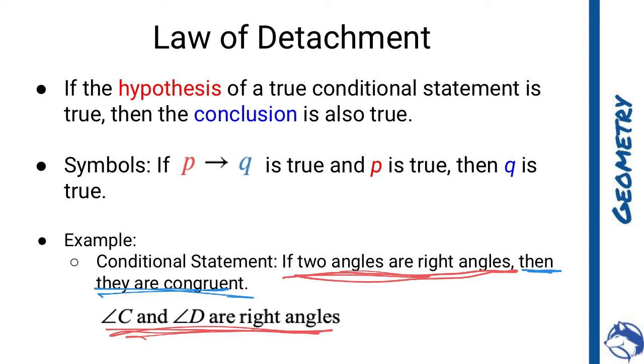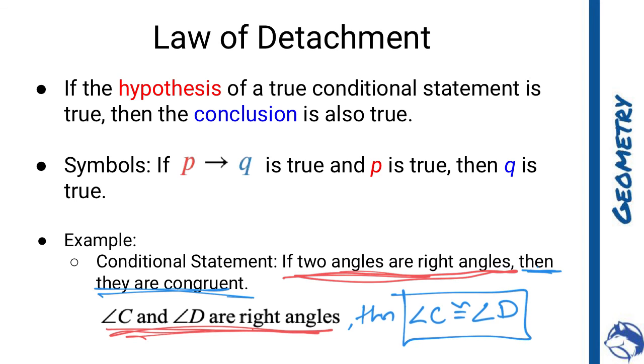So I would say C and D are right angles, therefore then angle C is congruent to angle D. Based on this statement, I'm able to say that angle C is congruent to angle D, knowing that information. And this is the law of detachment.